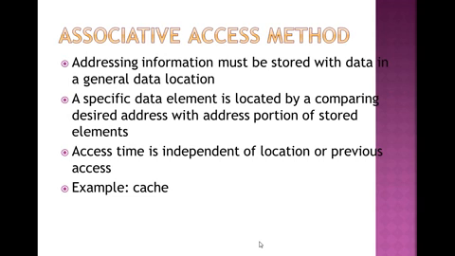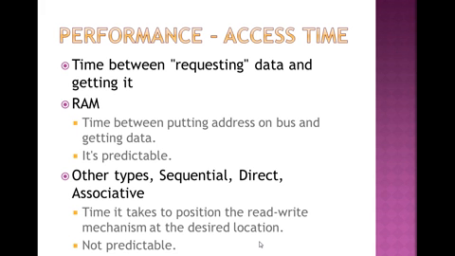The next point says access time is dependent on the location or the previous access. The access time is fully dependent on the location address and the previous access, that is, how it was previously accessed and what contents or tools are required for accessing the contents. For example, cache memory. As I told you, cache memory uses the concept that the data is available in the cache. If not, then the CPU fetches the data from the main memory.